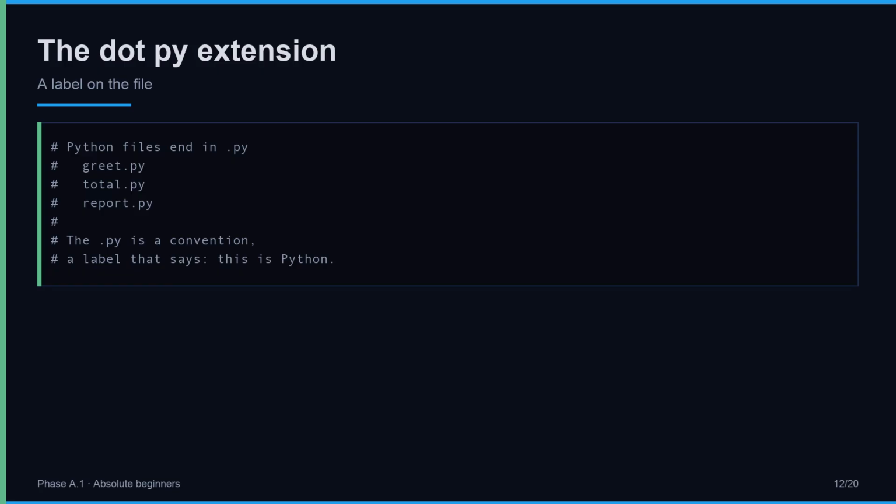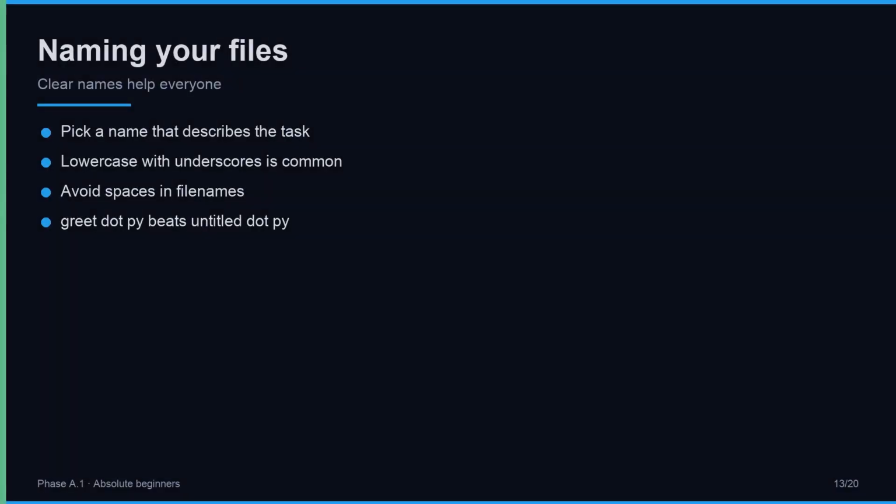A friendly label. Naming files well is a small kindness to your future self. Choose a name that says what the file does, like greet, or total, or report. In Python, lowercase letters with underscores between words is the common style, so a name like monthly report becomes monthly_report.py. Avoid spaces in file names, they make life harder in the terminal. A clear name takes 2 seconds to write and saves you 10 minutes of confusion later on.